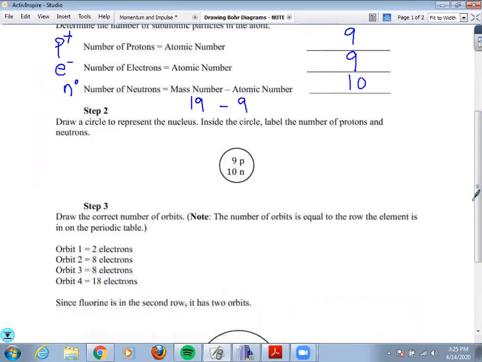So this has been drawn for you, but the first thing that you would do is draw a circle that represents the nucleus, and you would write the number of protons and neutrons inside. So 9 protons and 10 neutrons. The next thing we're going to do in step 3 is determine the number of orbits. And there's another name for this. They're also known as electron shells.